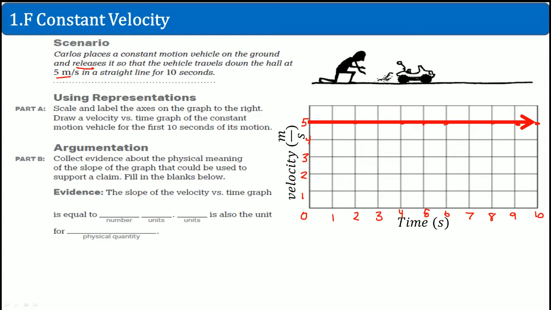Okay, so now we're going to look at the slope of the velocity versus time graph. We know that delta y here is 0. There's no change in the y direction. And delta x is, let's say, from 0 to 10, it's just 10. But we know that slope is defined as delta y over delta x, in this case 0 over 10, which is just 0. So we would say it equals 0. And what are the units for this? The top part is meters per second, and the bottom is seconds.